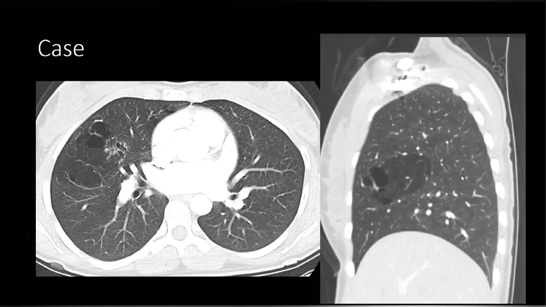So this patient had multiple pneumothorax in the past as well. And I'm telling you that this is a congenital lesion.